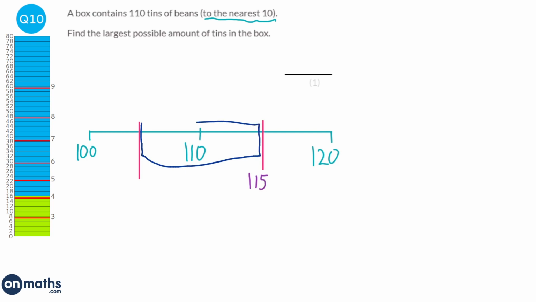So we need to find the biggest number in this part here, and it includes this line actually. So all the numbers that would have rounded to 110 would have been 105, 106, 107, 108, 109, 110, 111, 112, 113, 114, which would be here. But if it was 115, it would have rounded to 120. So 114 is the biggest number it could have been before rounding to 120. And we know it didn't round to 120 because in the question it says it's 110 to the nearest 10. So our answer is 114.